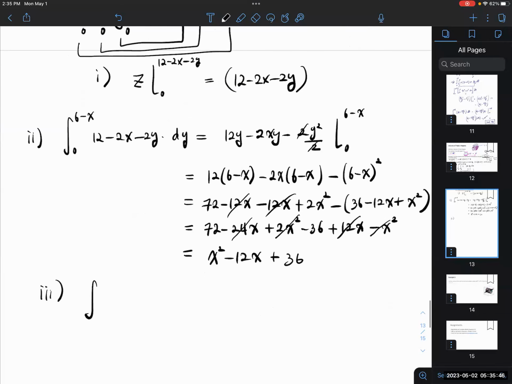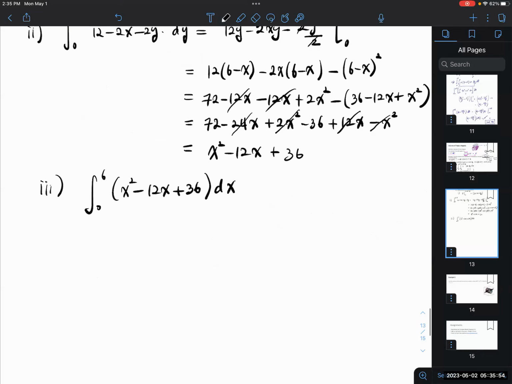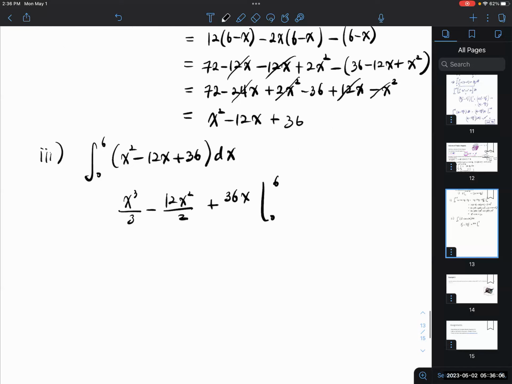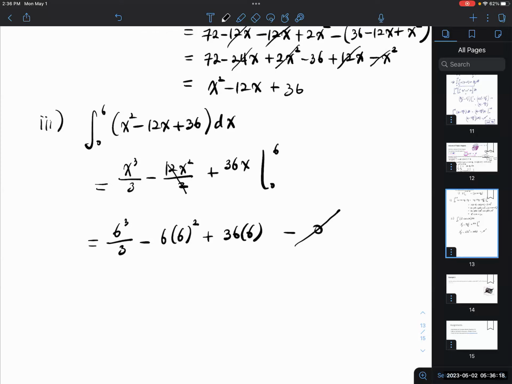So that is going to be the integral from 0 to 6 of x squared minus 12x plus 36 dx. So x cubed over 3, minus 12x squared over 2, plus 36x, and then from 0 to 6. So 6 to the third over 3, minus 6 times 6 squared, plus 36 times 6, and minus 0. So all you need to do is calculate this part.